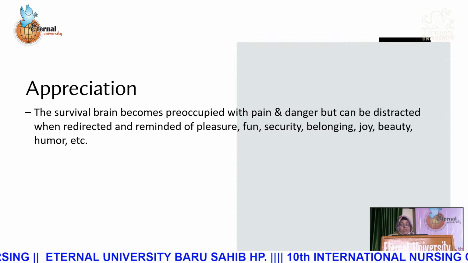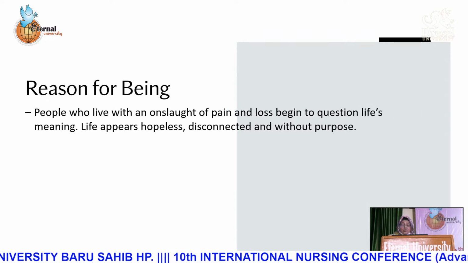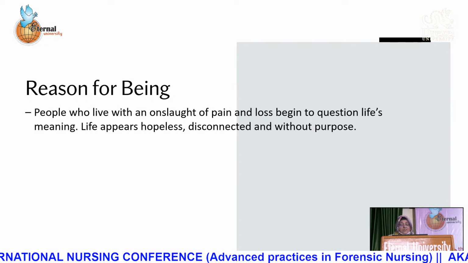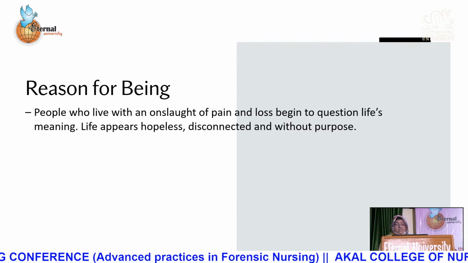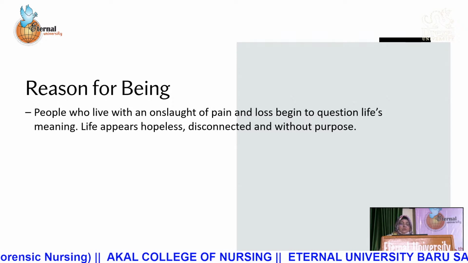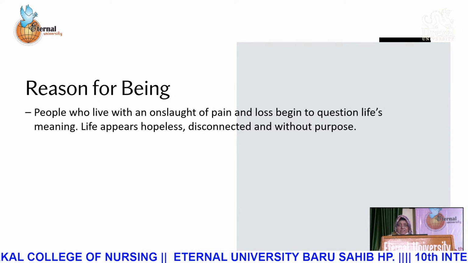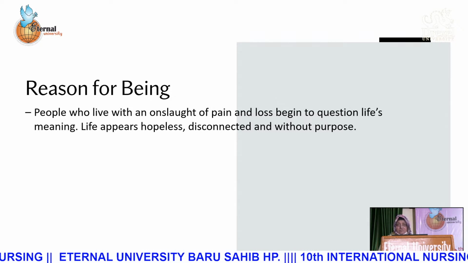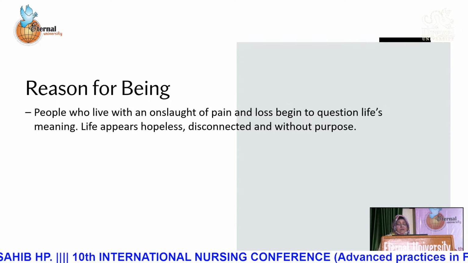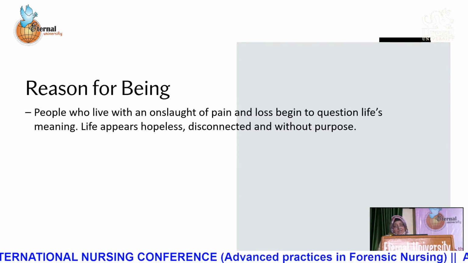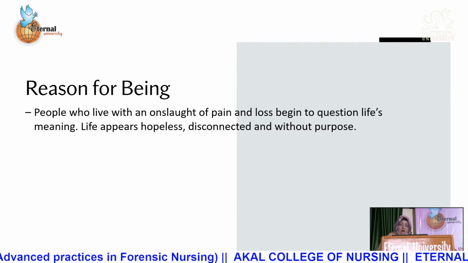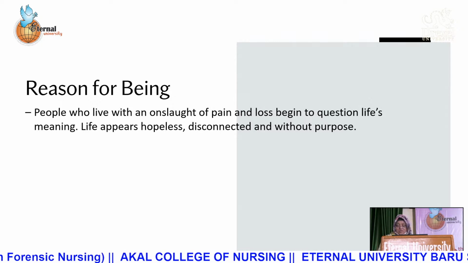Then reasons for being. You will tell them that people who live with an onslaught of pain and loss begin to question life's meaning. Life appears hopeless, disconnected, and without response. So you have to help them find a reason for being. Now another step: you have to survive. You have to tell them how to survive and how to cope. That is the fun of this. Then you have to tell them to be like a hummingbird, resilient. You have to be resilient. You have to come to adjustment. That is all. Thank you very much.